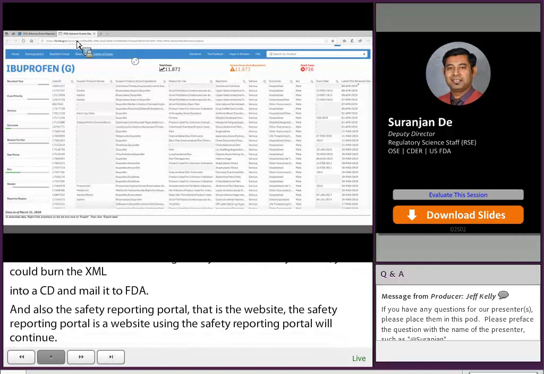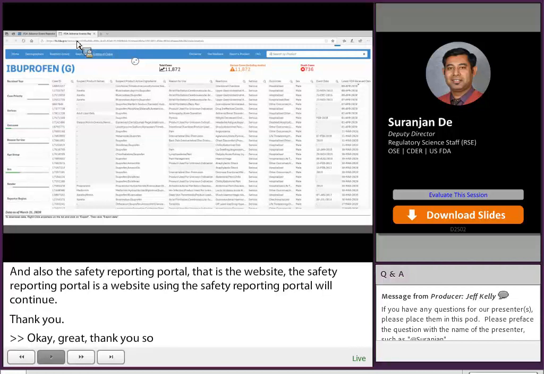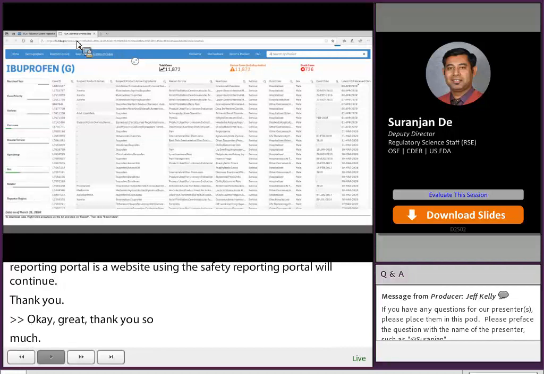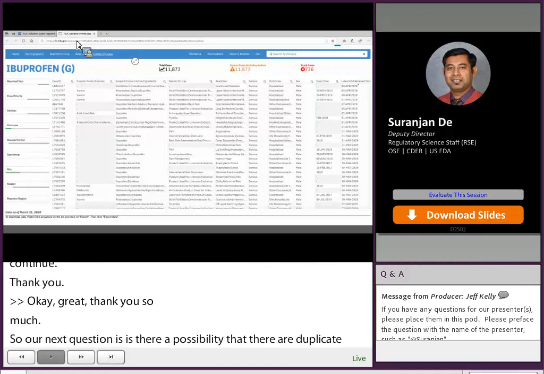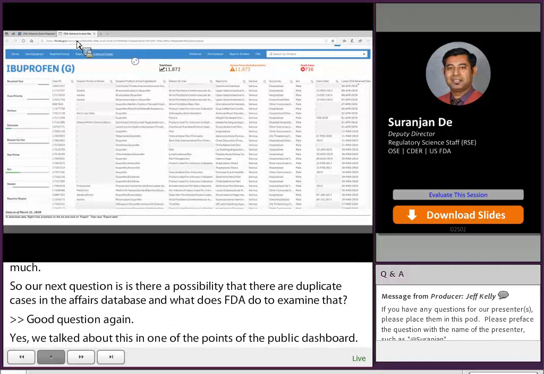So our next question is, is there a possibility that there are duplicate cases in the FAERS database? And what does FDA do to examine that? Good question again. Yes, we talked about this in one of the bullet points of the public dashboard. There are duplicate reports because we receive the report from the manufacturer. We would receive the report from the patient, from the healthcare professional. So there could be more than one report.